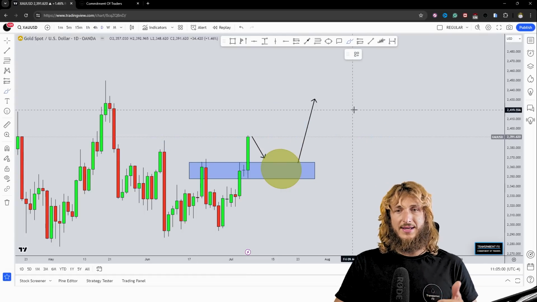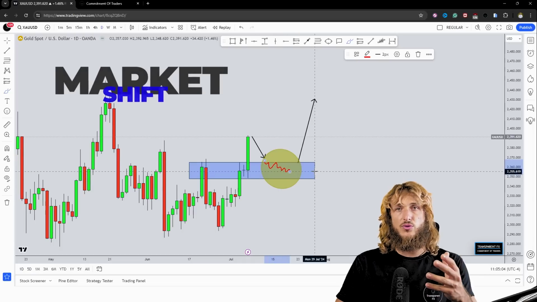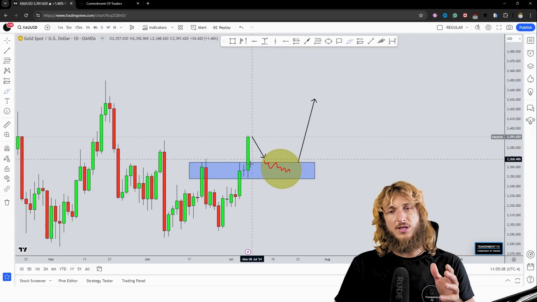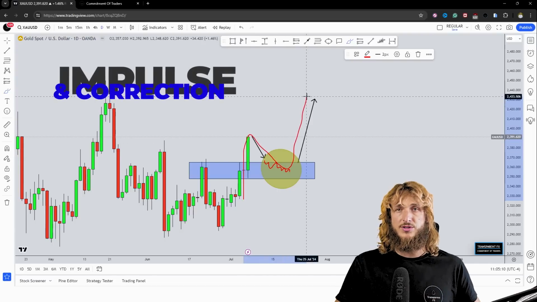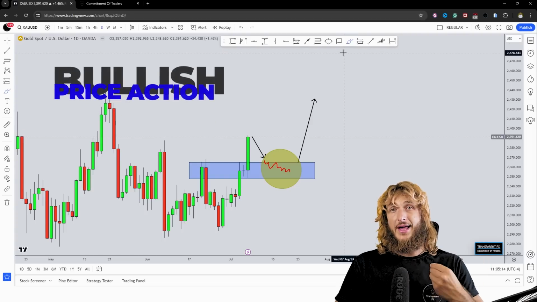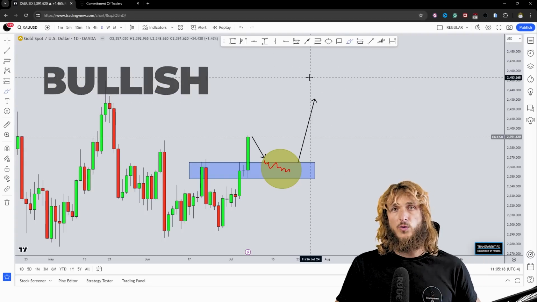Therefore, what I would expect is that if this market would shift from an intraday bearish to bullish market at that point, I wouldn't be surprised to see a potential rejection to the upside, completing this daily impulse, correction and impulse pattern to the upside, and for the market to go and test the high of that weekly range that we have previously identified. That definitely wouldn't surprise me.